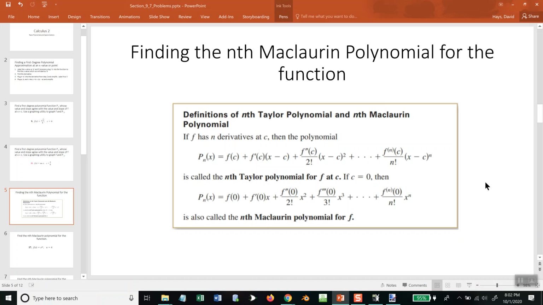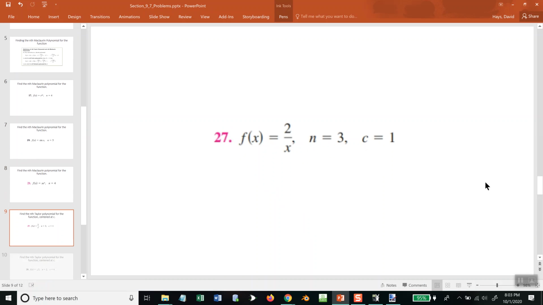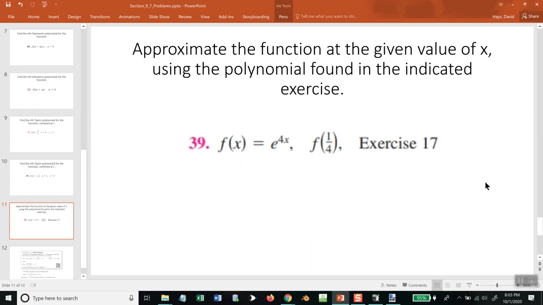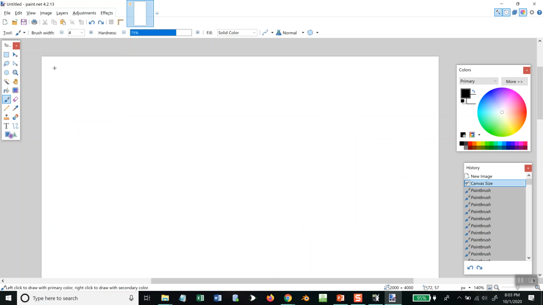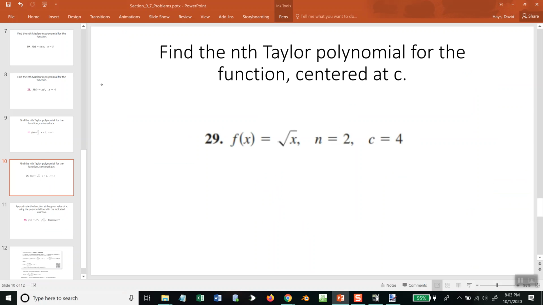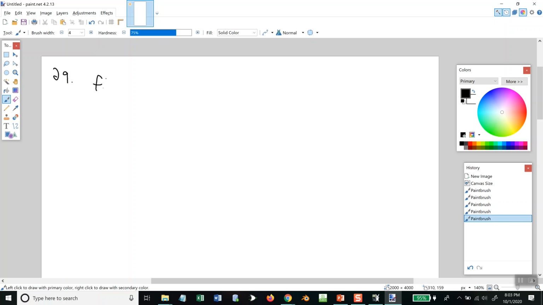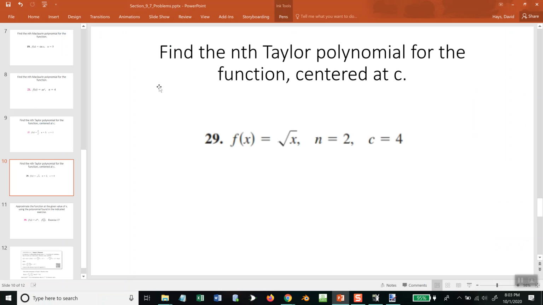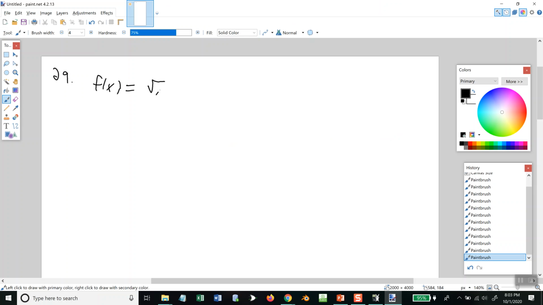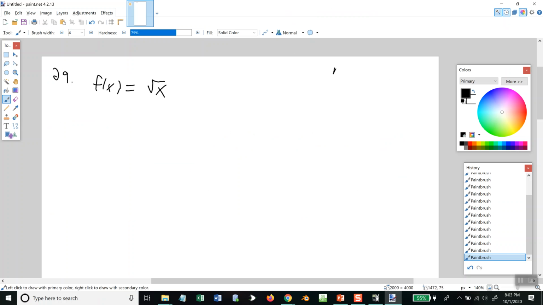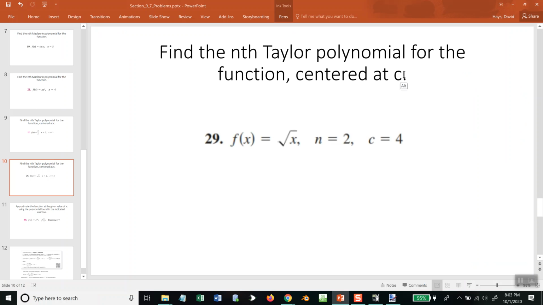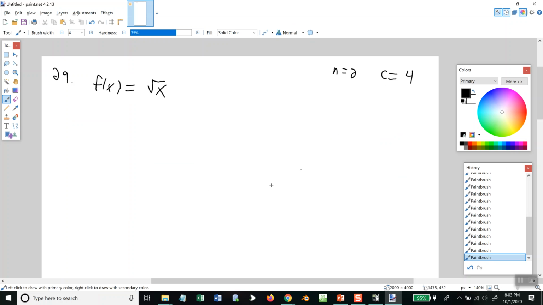Okay, one more of those. F of x is equal to square root of x. Well, this is an easy one. Only second derivative is all I have to go, and center around 4.